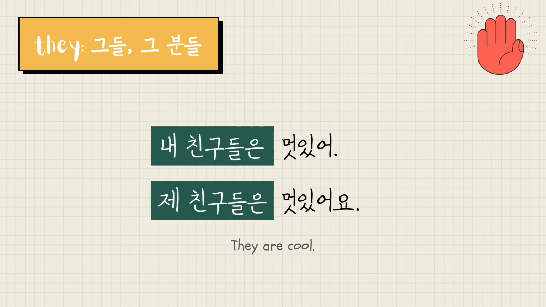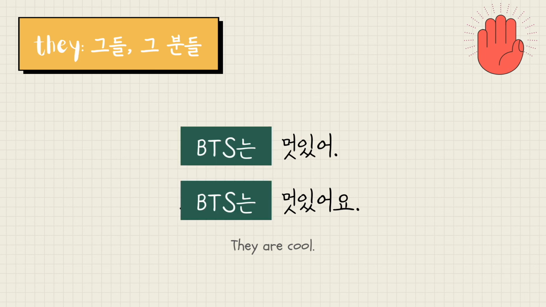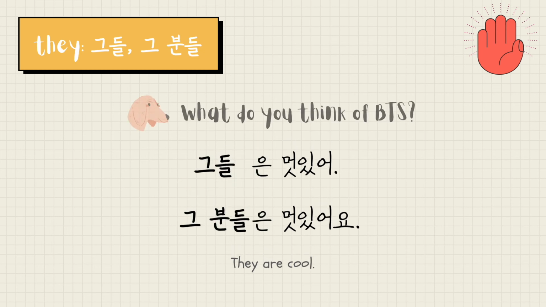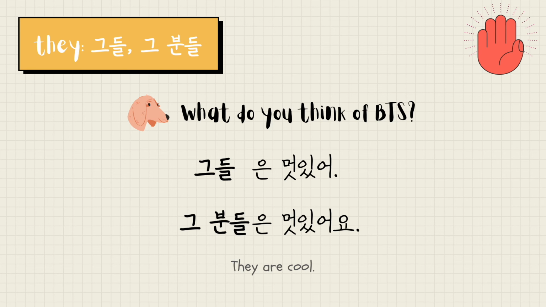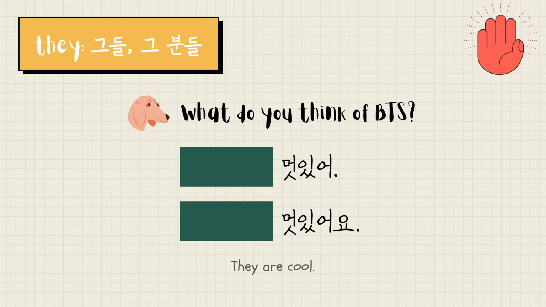For example, 내 친구들은 멋있어. 제 친구들은 멋있어요. BTS는 멋있어. BTS는 멋있어요. Or you don't need to mention when the listener knows who you are talking about. For example, when someone asks, what do you think of BTS? You can simply say, 멋있어. 멋있어요.